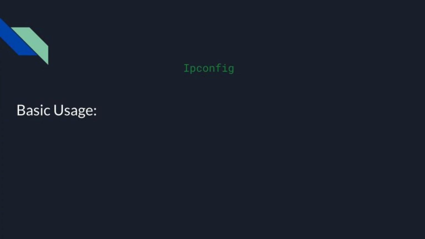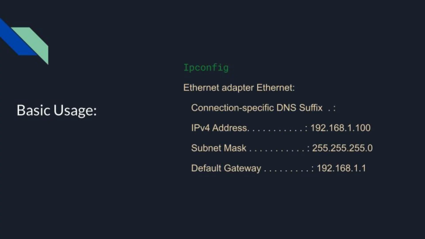Basic usage. Let's start with the simplest command, ipconfig. When you type this and hit enter, you'll see something like this. This tells you three important things. Your computer's IP address here, 192.168.1.100. The subnet mask, 255.255.255.0. The default gateway, your router, 192.168.1.1. If your gateway looks wrong or is missing, you'll know why the internet isn't working.